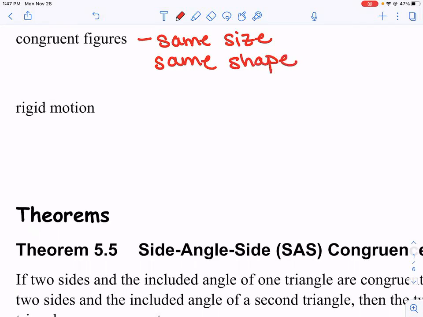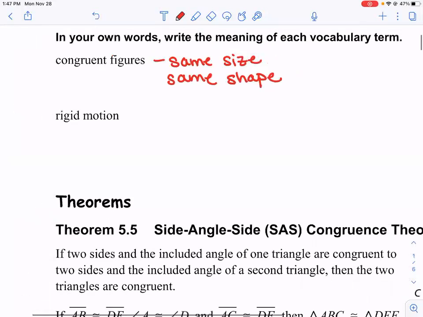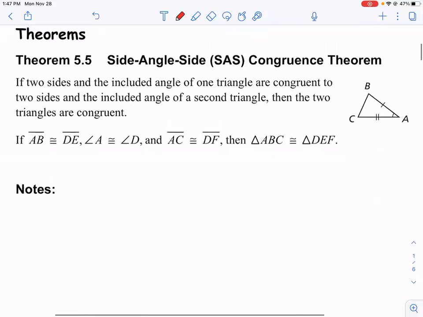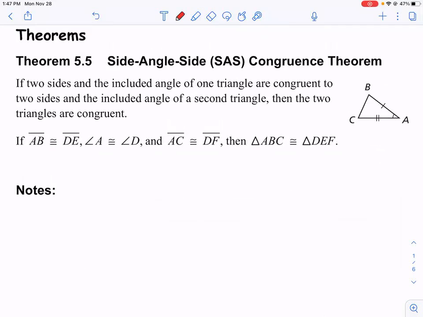Okay, so like I said, there's going to be 5 different ways for us to prove triangles are congruent to each other. The first is what we call side angle side, SAS. Side angle side. And we're going to write SAS.